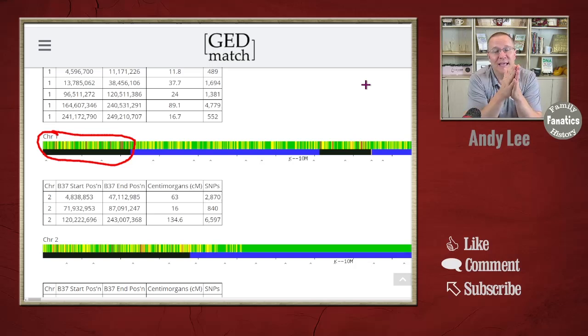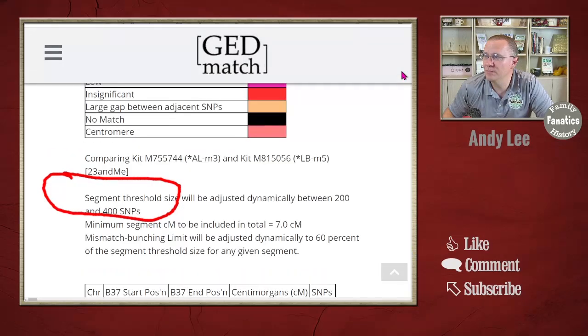And so there has to be a certain number of SNPs in between for it to be called a no match. So you can have two reds that are 200 SNPs apart, and it'll still be considered part of the same segment. Let's blow this up just a little bit more.